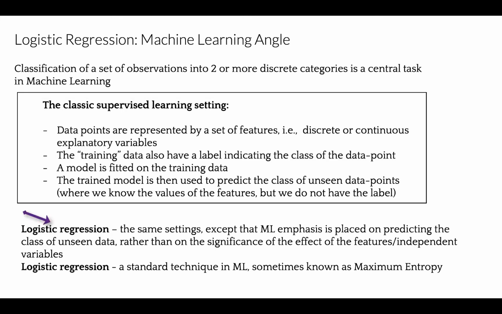data points. So logistic regression has the same settings, except that machine learning places emphasis on predicting the class of unseen data, while in logistic regression, the emphasis is placed on the significance of the effect of the features or independent variables. In fact, logistic regression is a standard technique in machine learning, sometimes known as maximum entropy.